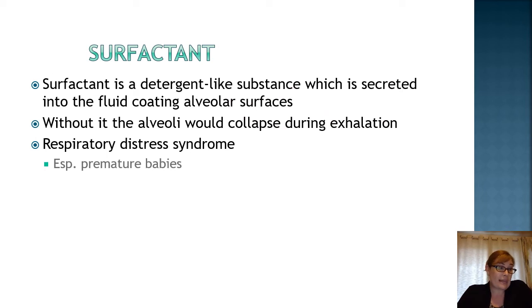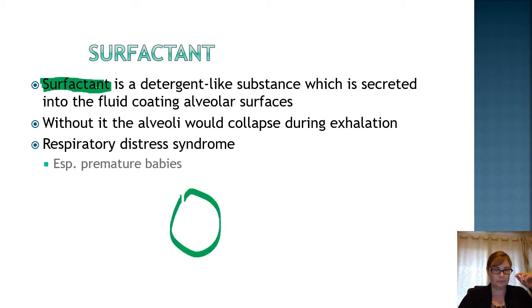So then we have surfactant. Surfactant is, I'll put it in green because that's what the cells were, that green color. Surfactant is something we'll discuss a little bit later, but it's a substance that is secreted into the fluid coating the alveolar surfaces. So you have an alveolus, and the inside of it is kind of coated with this, oh, that was supposed to be blue, surfactant.